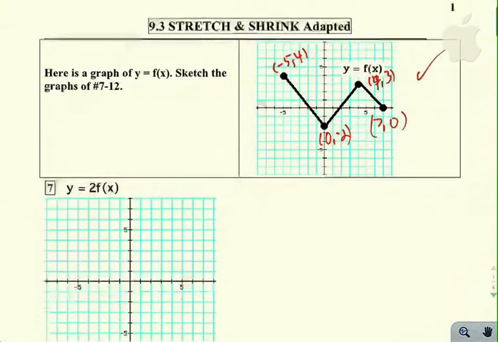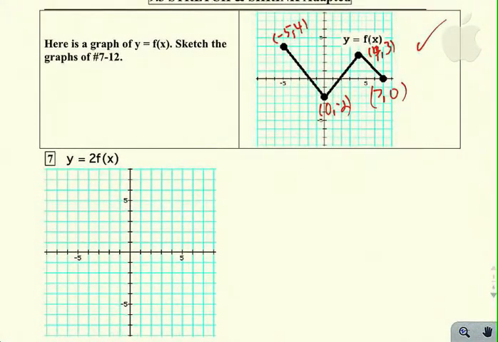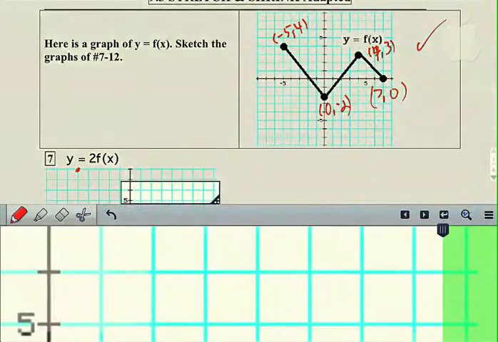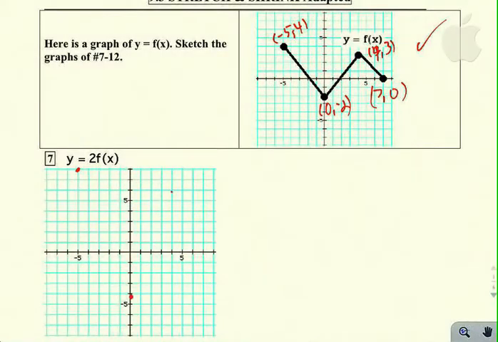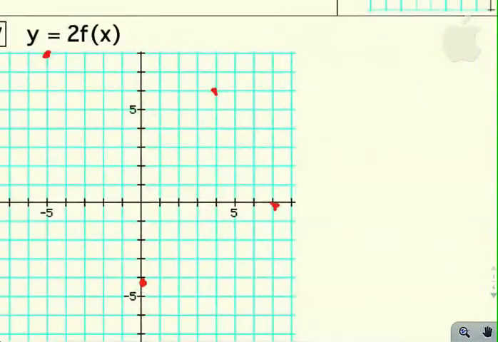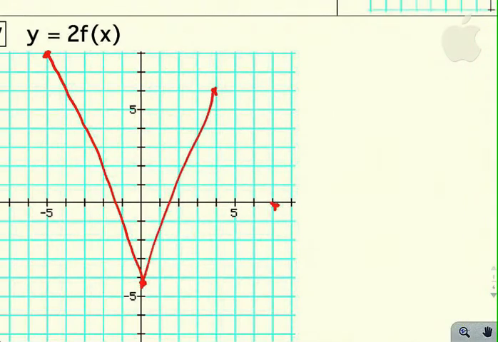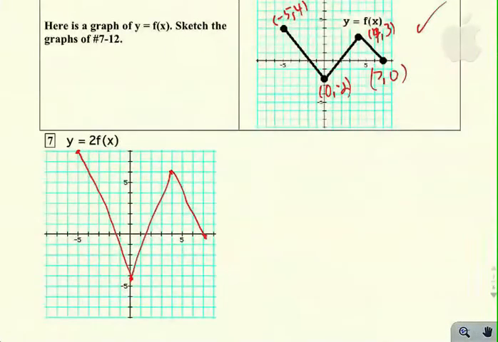So what's happening to that graph in number 7? All the y's are being multiplied by 2. So, negative 5 comma 8. And 0 comma negative 4. And 4 comma 6. And 7 comma 0. There's number 7.